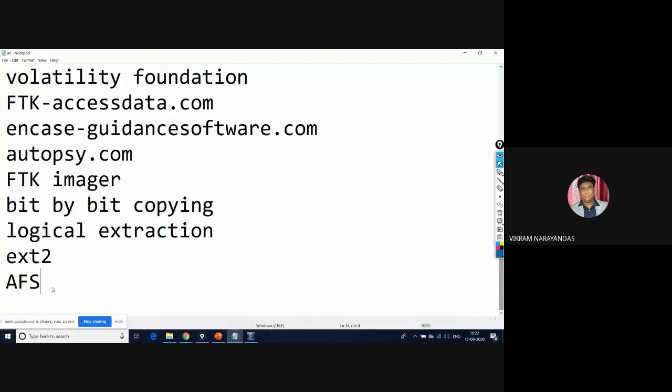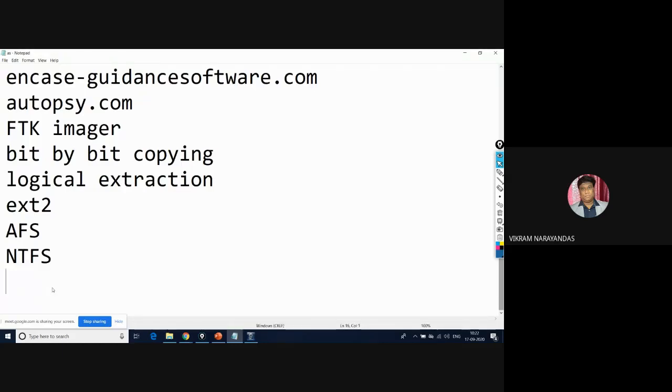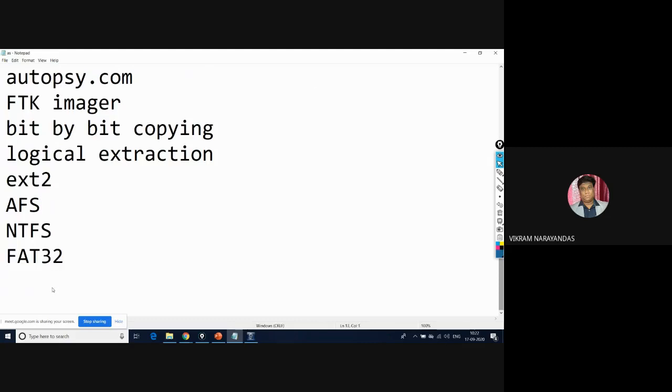For Windows, NTFS. What is the full form of NTFS? Anyone? New Technology File System. Okay. Windows also uses FAT32. Nowadays we are using ReFS, the new one, for Windows here.